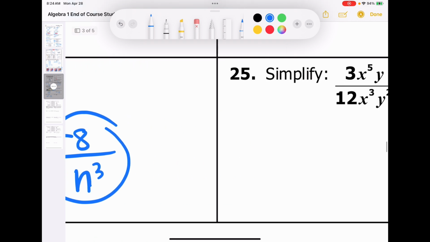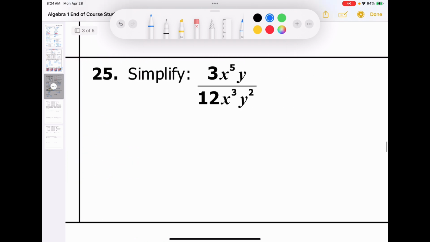All right. Number 25, we have a fraction. So when you have numbers in front, you just simplify that fraction in your calculator. So I do 3 n over d 12, which would give me 1 over 4. And then I subtract my exponents. So 5 minus 3 is 2. And since it's positive, I'm going to put it in the top. And then for y, we have 1 minus 2, which is negative 1. So I'm going to put it in the bottom to make it a positive 1.